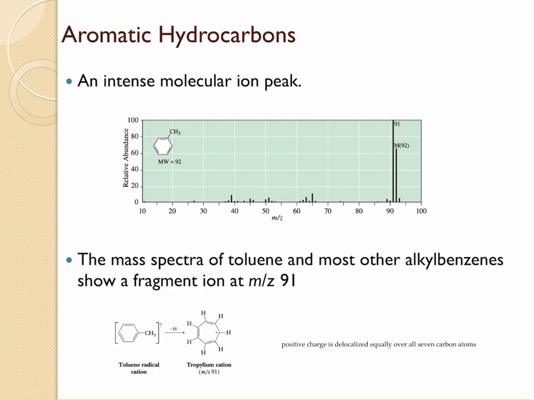While we may be thinking that this peak at M/Z value of 91 corresponds to the benzyl carbocation, experimental evidence says that it corresponds to the tropylium carbocation. In the tropylium carbocation, the positive charge is distributed evenly on all of these 7 carbons and therefore it's said to be more stable.